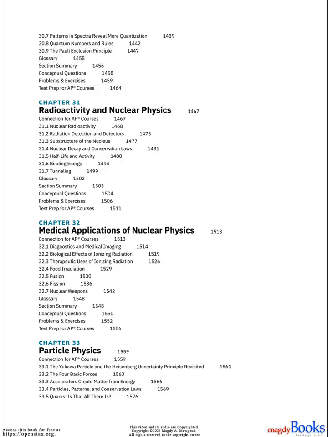Chapter 31. Radioactivity and nuclear physics. Connection for AP courses. 31.1. Nuclear radioactivity. 31.2. Radiation detection and detectors. 31.3. Substructure of the nucleus. 31.4. Nuclear decay and conservation laws.